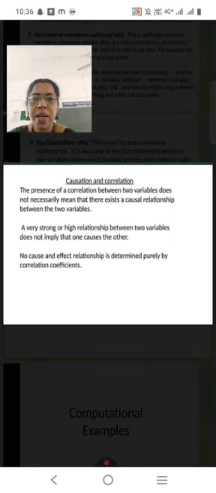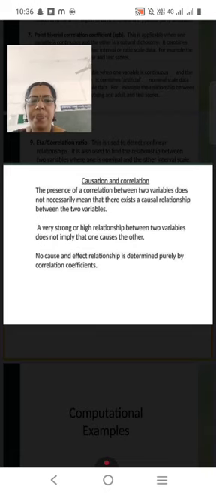Next, causation and correlation. The presence of a correlation between two variables does not necessarily mean that there exists a causal relationship between the two variables. A very strong or high relationship between two variables does not imply that one caused the other. No cause and effect relationship is determined purely by correlation coefficients.